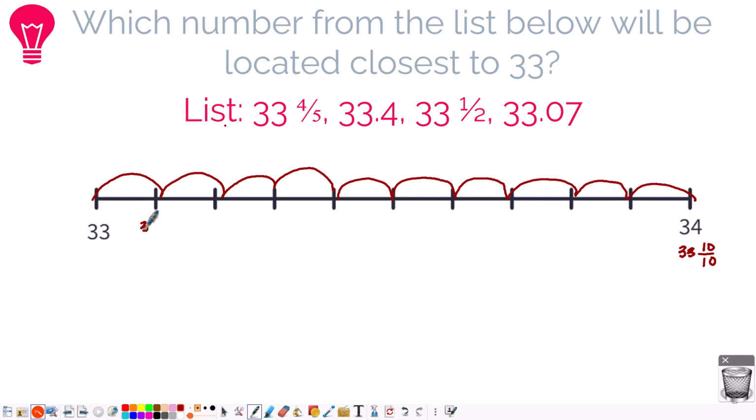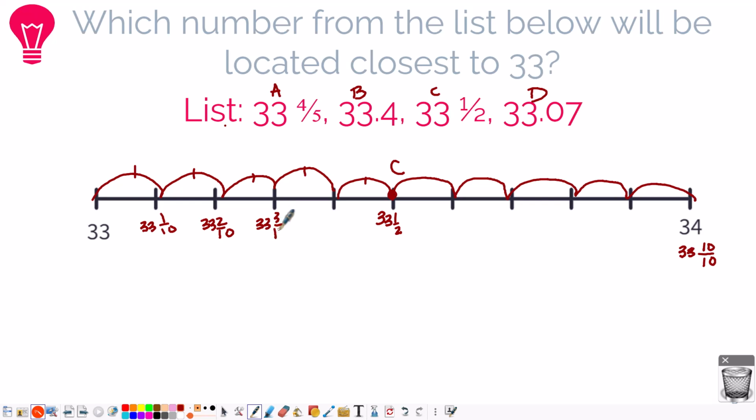And this would be 33 and 1/10, 33 and 2/10. And so what would be half of 10? Half of 10 would be 5. So 1, 2, 3, 4, 5. This would represent 33 and a half, okay, which would be this number here. So to make it easier, let's label these numbers as A, B, C, and D. So 33.5 would be here. This would be C.